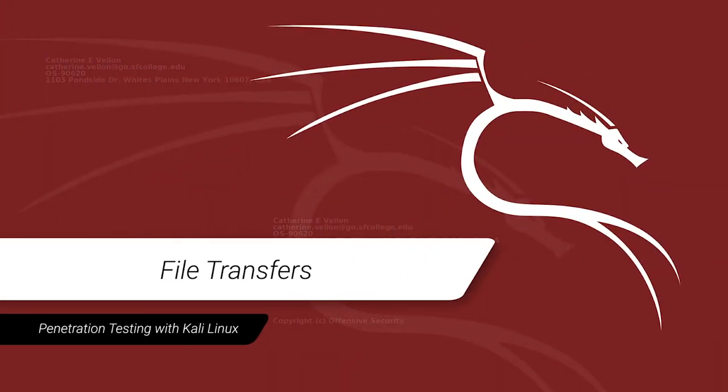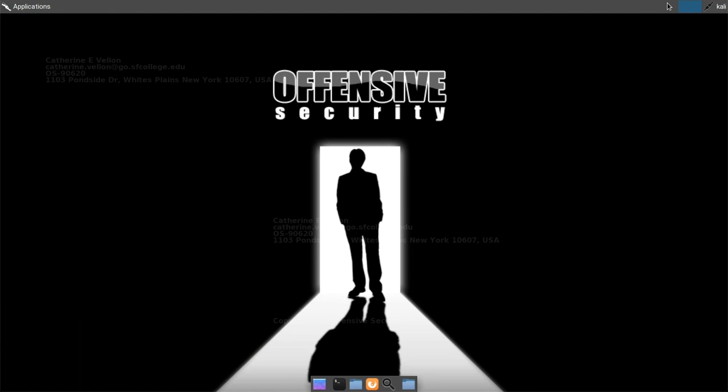File transfers. The term post-exploitation refers to the actions performed by an attacker once they've gained some level of control of a target. These actions include elevating privileges, expanding control into additional machines, installing backdoors, cleaning up evidence of the attack, uploading files and tools to the target, etc.